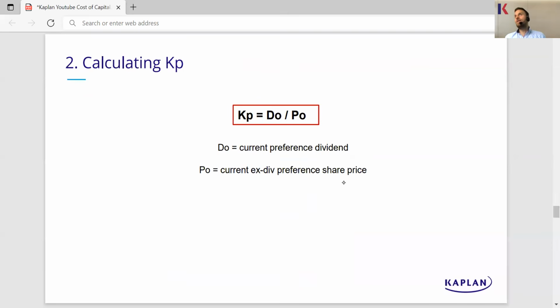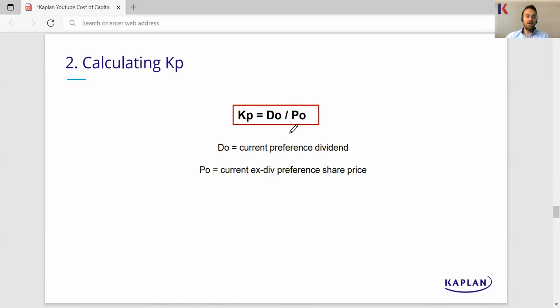Finally, KP, the easiest of the three costs. You just do the preference dividend divided by the ex-div preference share price. So just that. We assume that they don't grow. They pay a constant annual dividend. So there's no need to worry about growth.